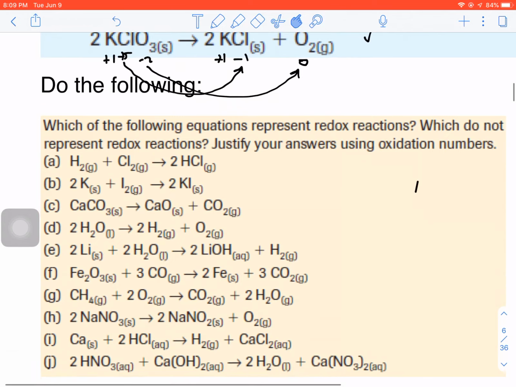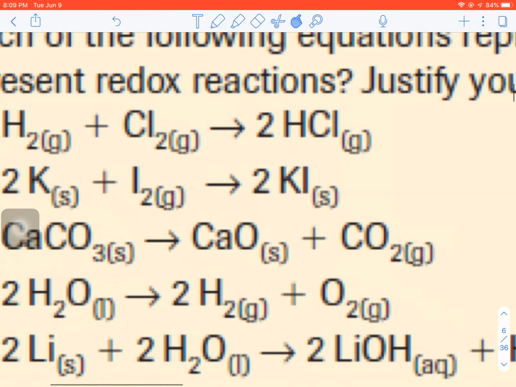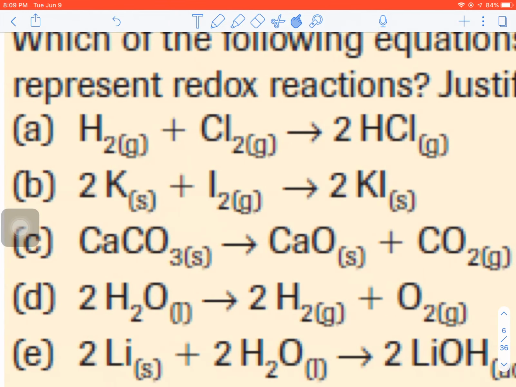Okay, so I'm going to stop there. There's a whole bunch here, so what you need to do for each one is just basically make them bigger, right? And then just decide, are oxidation numbers changing? Right? So first one, hydrogen's an element, chlorine's an element. Hydrogen here is in a compound, so it's got to be +1. So chlorine has to be -1. So I can see the hydrogen changes, the chlorine changes. So yes, this is a redox reaction.